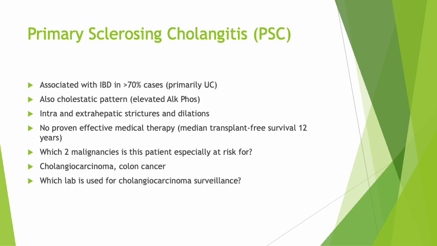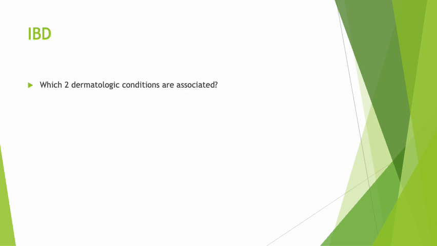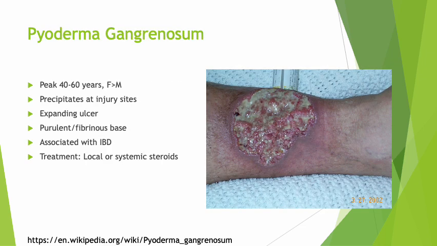And then which lab is used for cholangiocarcinoma surveillance? So this is going to be CA19-9. And which two dermatologic conditions are associated, now switching a little bit over to IBD? So this is going to be pyoderma gangrenosum and erythema nodosum. So starting off with pyoderma gangrenosum, the peak generally is going to be 40 to 60 years with females more than males, but it is associated with IBD.